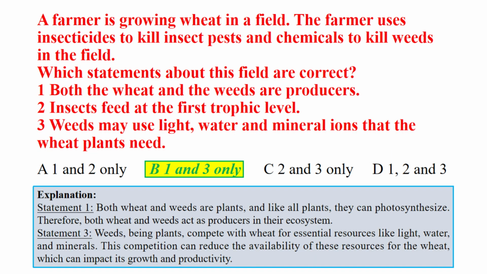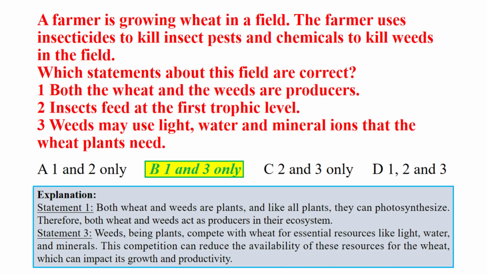The next question, interesting question about ecosystems and agricultural practices. Let's take a look at the scenario and figure out which statements about a wheat field are correct. Here's the question: a farmer is growing wheat in a field. The farmer uses insecticides to kill insect pests and chemicals to kill weeds in the field. Which statements about this field are correct?